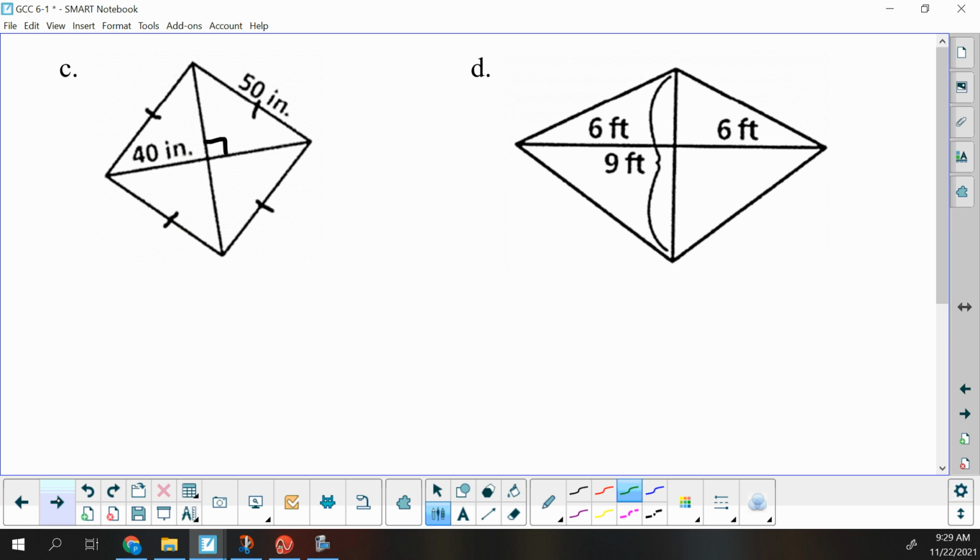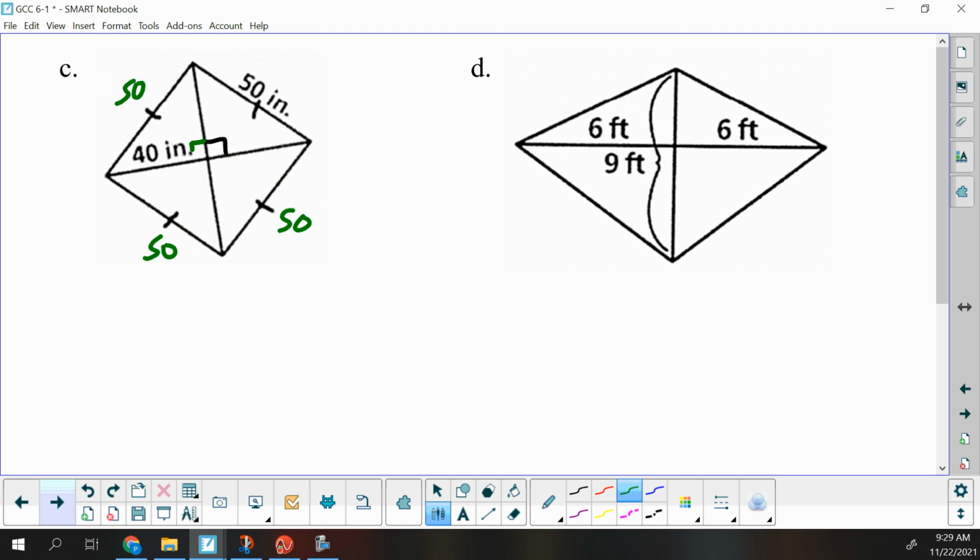All right, moving over to page 2, question C. So what we've got here is we've got 4 congruent sides. So this is at least what's called a rhombus. So we know these are all 50.